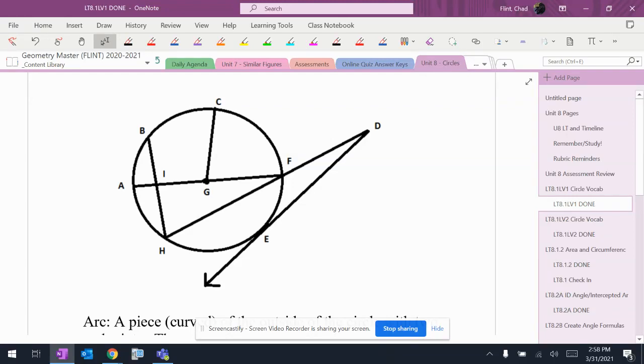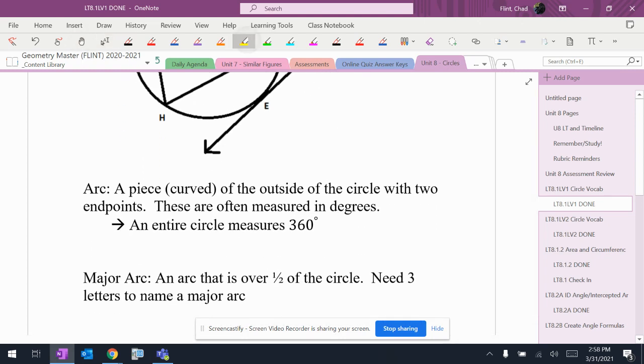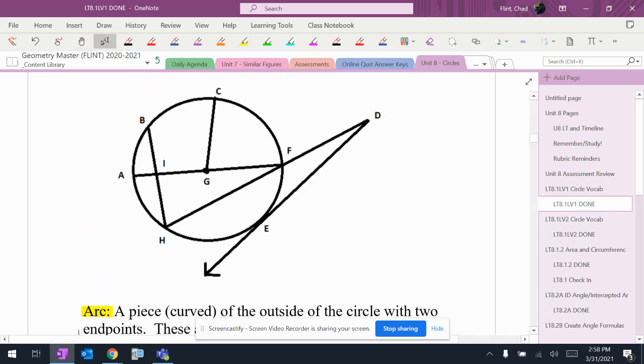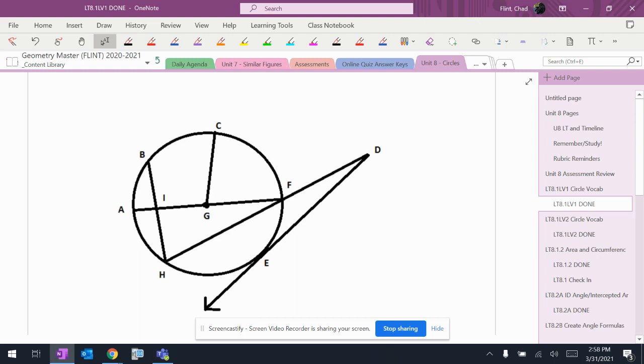So the next thing we have to talk about, because this will deal a lot with angles when we get to angles very soon, is what an arc is. All right, so an arc is basically any piece of the circle. So in here, I can highlight a million different things, but let's just go from B to C.